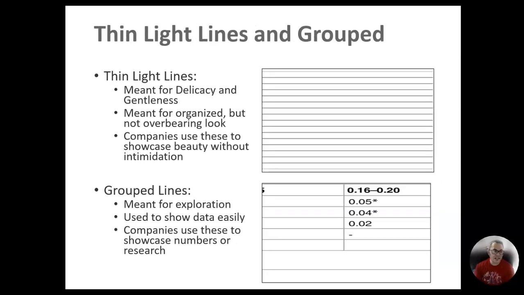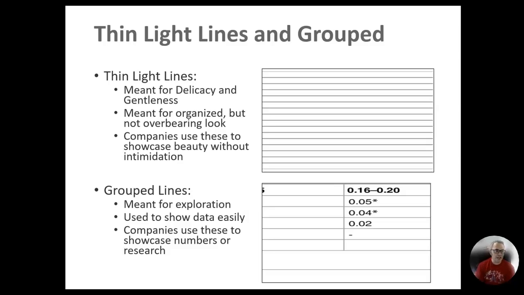Now, you also have thin, light lines. They're meant for delicacy and gentleness. They're meant for organization, but not overbearing to look at. We tend to see these a lot in clothing lines and anything that goes with beauty, for example companies that do aromas like colognes or perfumes. They tend to show these things in beauty. Now, they could be straight, they could be curved, but if they're thin, that's really the carefulness of it, where they tend to play on the artistic aspect of it.